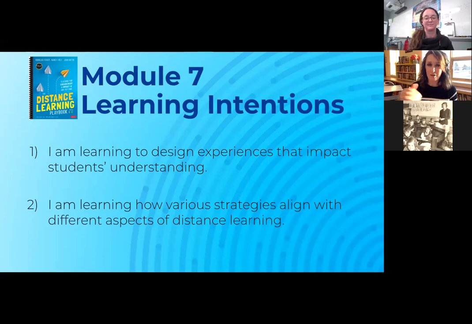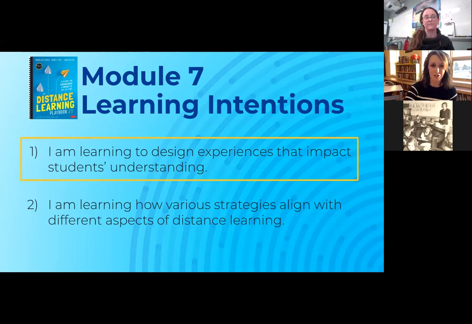Today we will be talking about module 7 and we have two learning intentions today. We'll be learning to design experiences that impact student understanding and learning how various strategies align with different aspects of distance learning. We'll be focusing primarily the first half of this presentation on this first learning intention here.